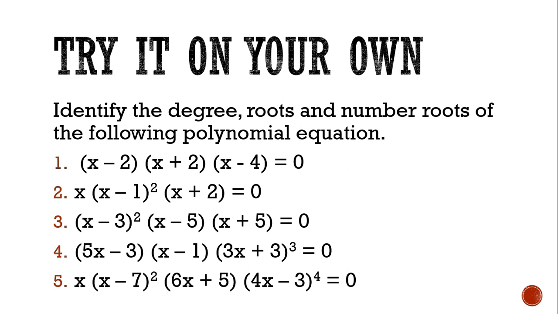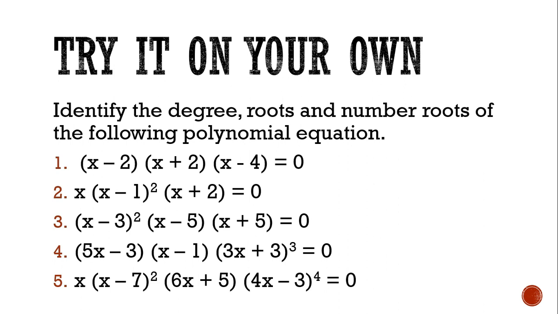Number 4, the quantity 5x minus 3 multiplied by x minus 1 multiplied by the quantity 3x plus 3 cubed is equal to 0. And lastly, number 5, x multiplied by the quantity x minus 7 squared multiplied by 6x plus 5 multiplied by the quantity 4x minus 3 raised to 4 is equal to 0. You can pause the video for you to answer these at your own pace. Let's now have the answers.